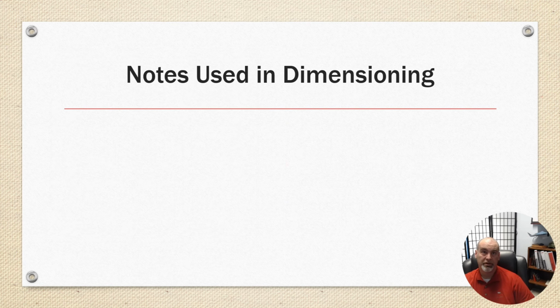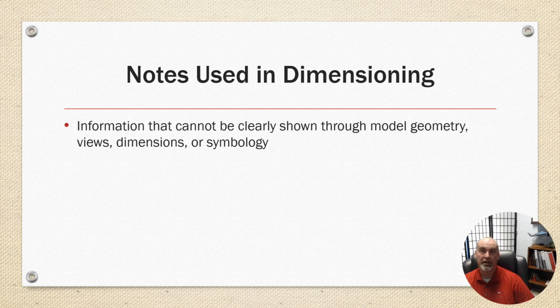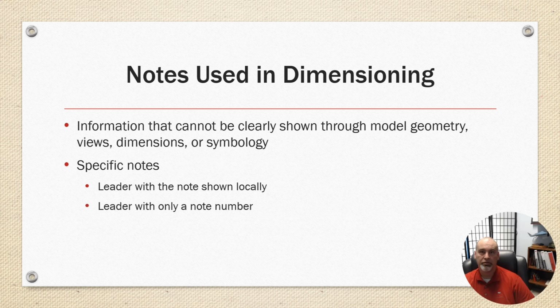Notes used in dimensioning. Notes give information that cannot be clearly shown through a model, geometry, views, dimensions, or symbologies. There are specific notes, a leader with a note shown locally, or a leader with only a note number. We sometimes call that a flag note. Then there are general notes that apply to the entire drawing. They're usually numbered and somewhere on the drawing in a standard location, and they're typically numbered or lettered in order.